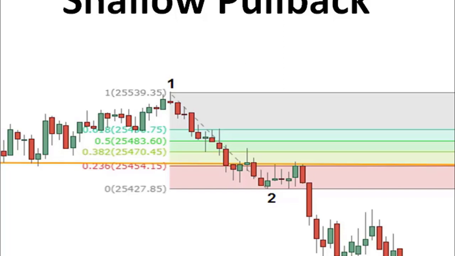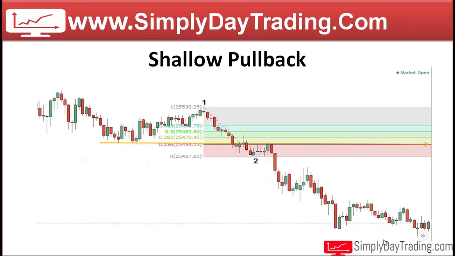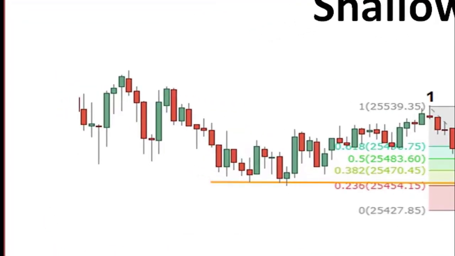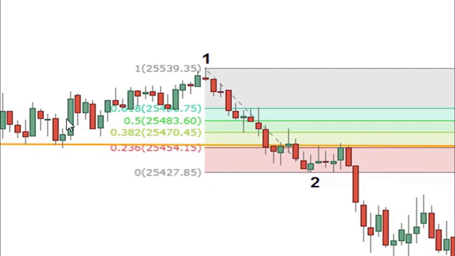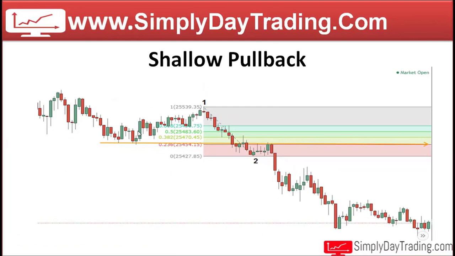One very important thing to note in this setup is the presence of a resistance line represented by the orange color. This orange line initially worked as support here, as you can see over here, but when the price swing 1 2 broke below this orange line, it became a resistance. Now we have confluence of two setups, thus a high probability setup.